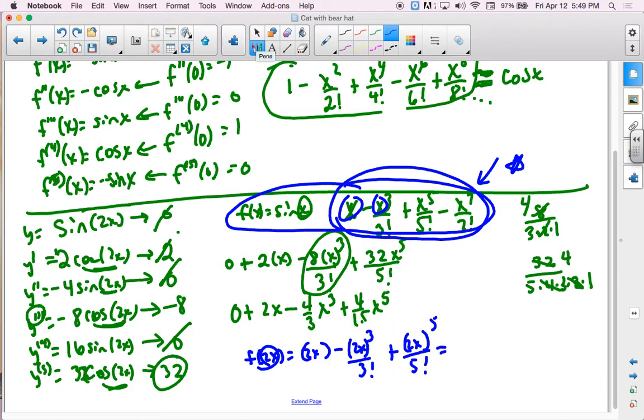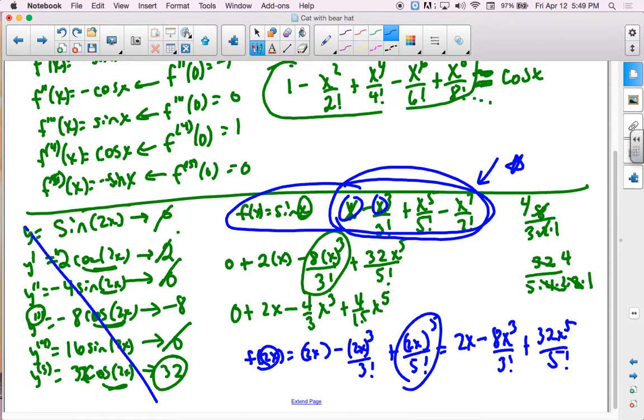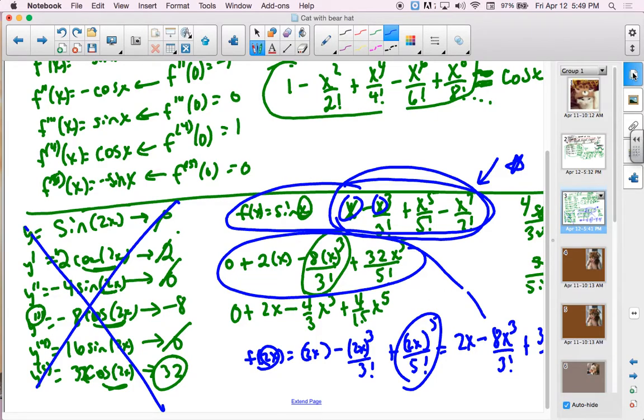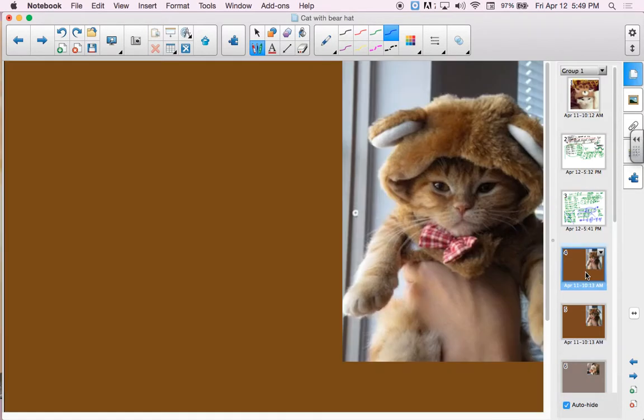This works really well when you're doing a Maclaurin. So I have 2x minus 8x cubed over 3 factorial, plus 32x to the 5th over 5 factorial. You can see without all of this work, I have an easier way to do it. That's going to be a big, big deal. So let's see what we have so far.